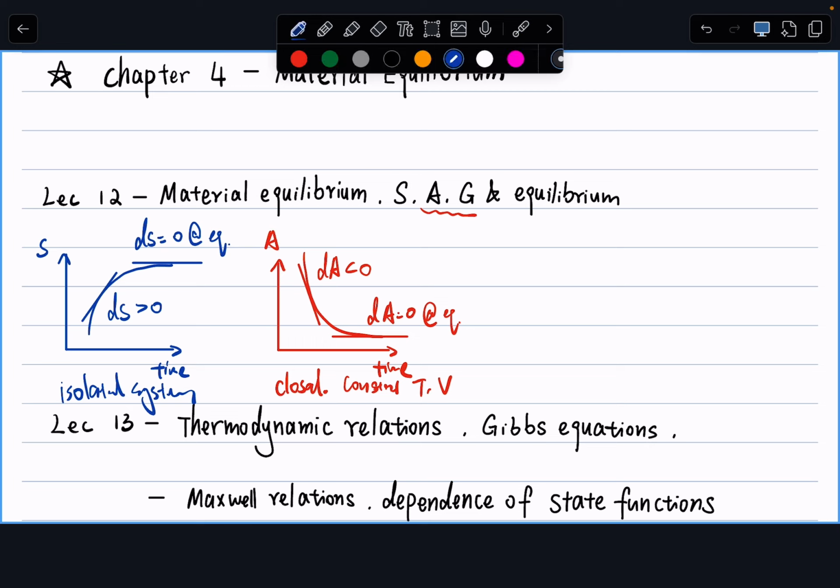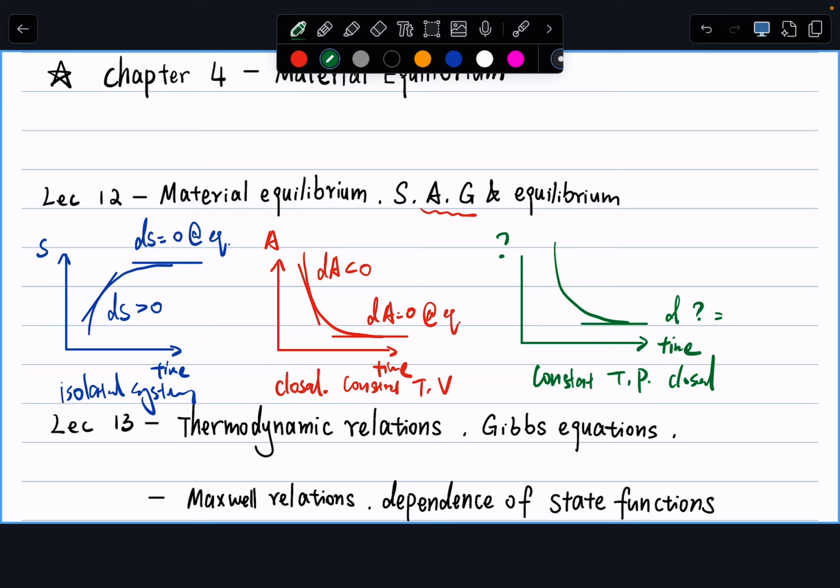Right, so let's do that practice. So let's say we have this state function, which is something. And we say this is true for a closed system at constant T and p, and the curve looks like this. So we're saying d of this question mark equals 0 at equilibrium. So what is the physical meaning of this state function?